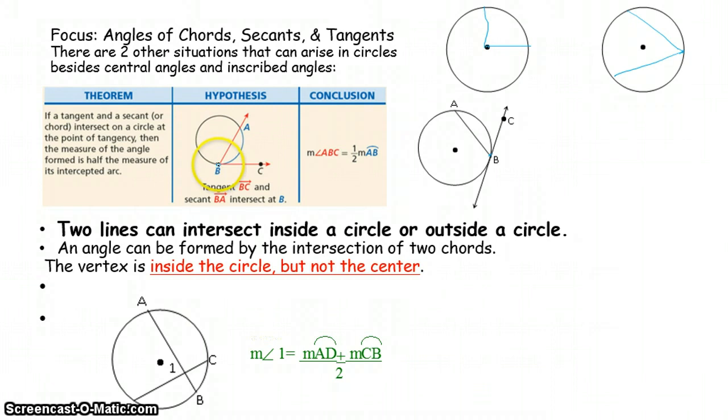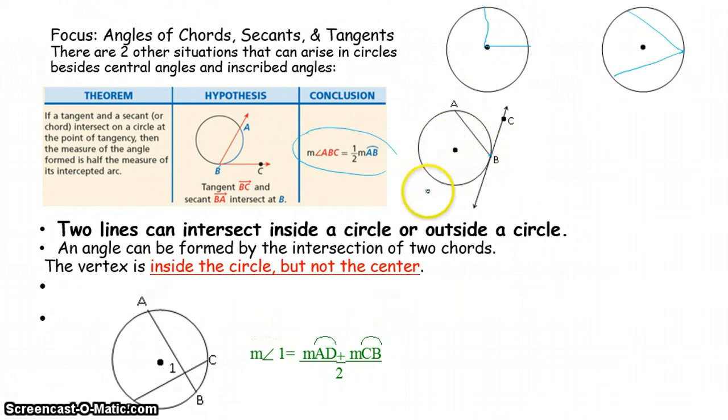So in these two cases, you go back to what you know about inscribed angles and you use the same formula. The angle ABC here will be half of its intercepted arc AB. And the same would be true over here.